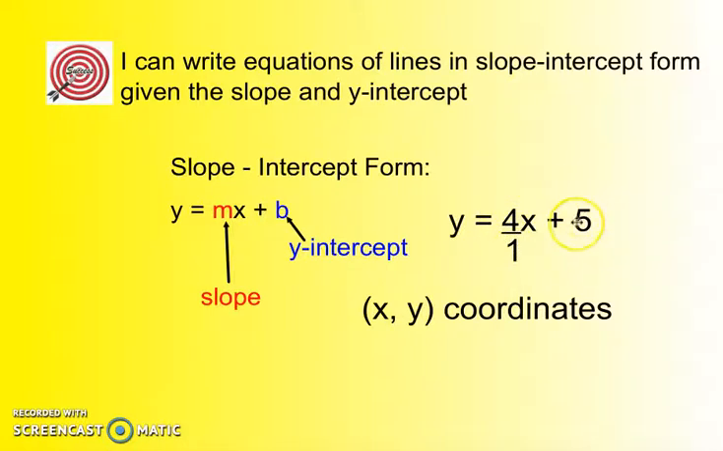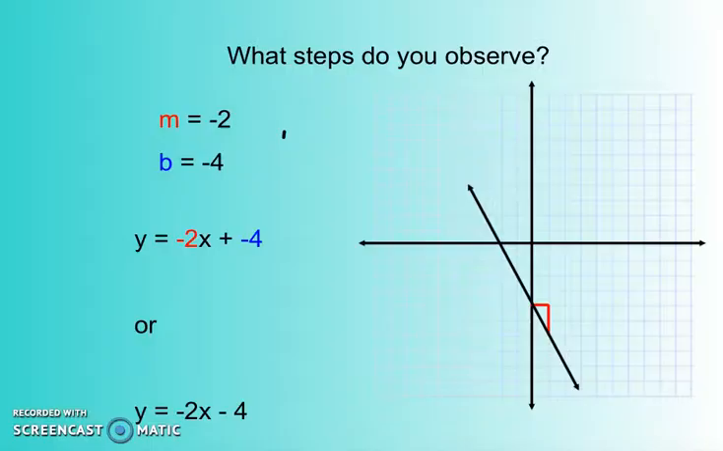And then this 5 is referred to as the y-intercept. In our previous video, we learned that a y-intercept is where the line crosses the y-axis. So we're putting together our knowledge of what we've already learned about slope and about intercepts, and now we're putting them together for this form. And so today we're going to write these equations.